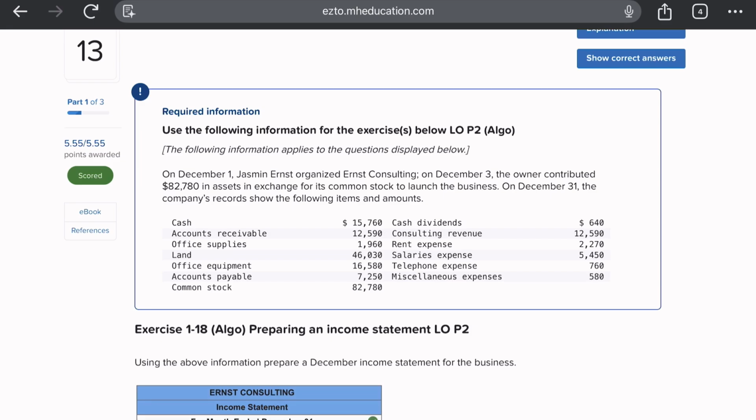There are some things up here that might get tricky. For instance, office equipment or office supplies may seem like an expense, but because they're being used as an investment, they're not included in expenses. Expenses would be anything like our rent, salaries, telephone, or miscellaneous stuff. And then our revenue is the consulting revenue, the money we actually earn from selling goods and it hasn't been processed at all or distributed.